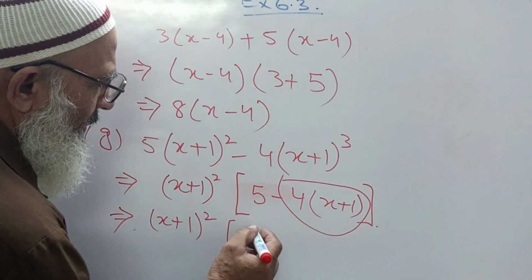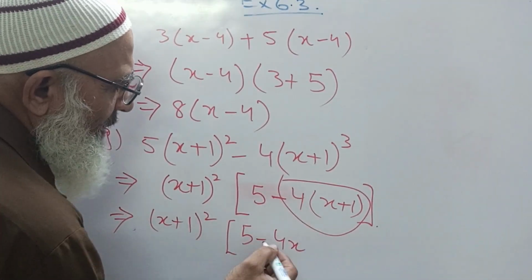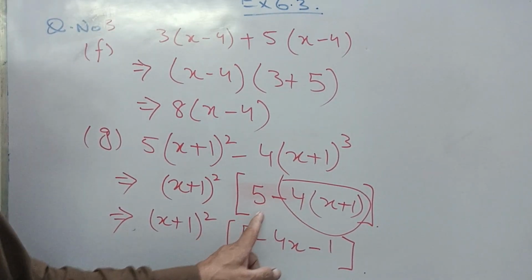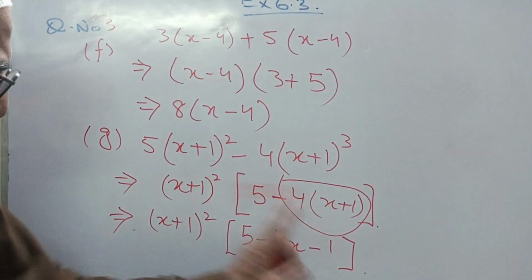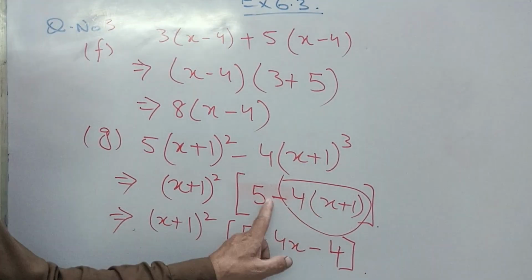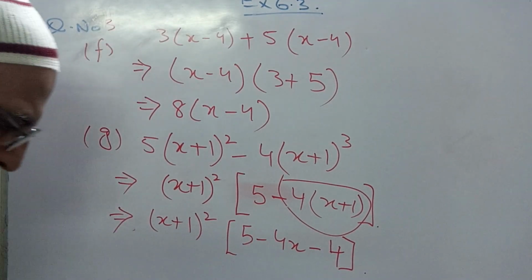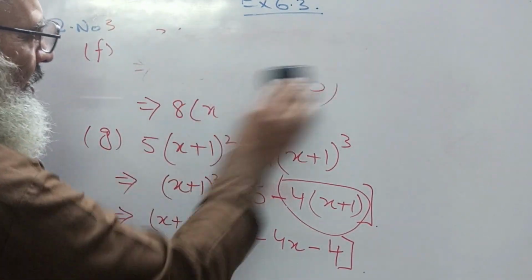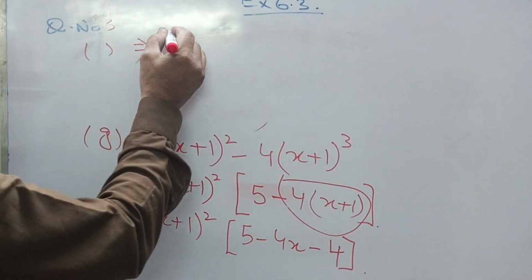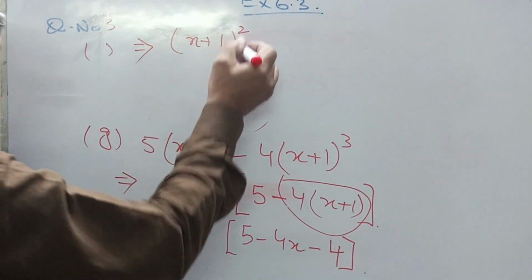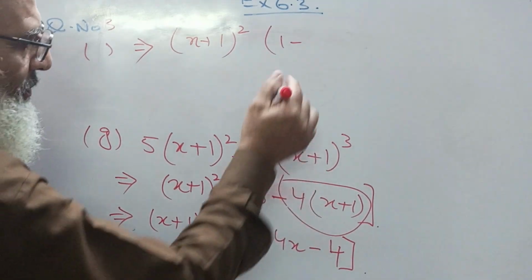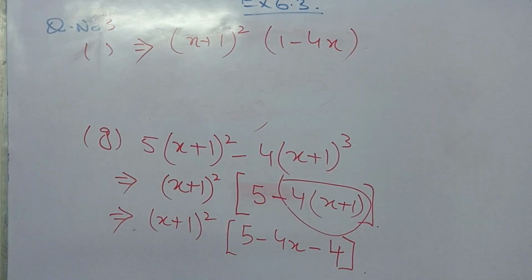Now we have to solve this one. 5 is as it is, minus 4x minus 4. Okay. I'll jump upwards and do the rest of the question over here, because it will become now x square plus 1, x plus 1 the whole square, sorry, and 5 minus 4, 5 minus 4 is 1. So 1 minus 4x. This should be the answer. Yes, this is the answer.